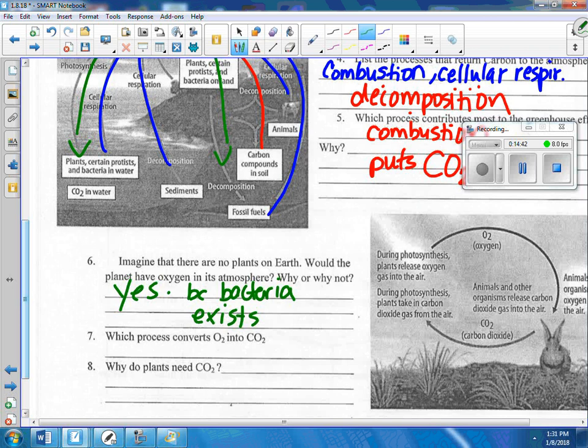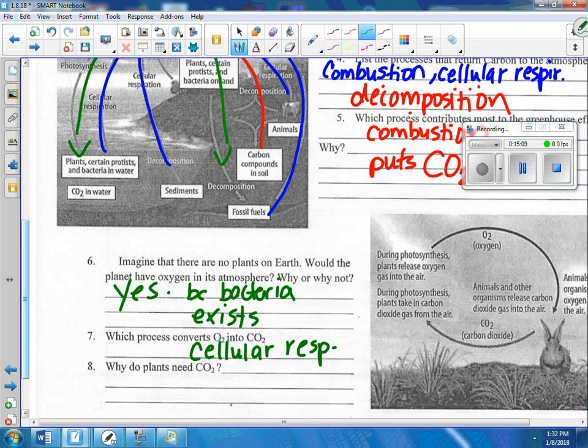Okay. Oxygen gets changed, Trevon, into CO2. How does that happen? Be careful. We make oxygen from what process? Oxygen. We make oxygen from photosynthesis. What do we use it for? Cellular respiration. Good. Cellular respiration is responsible for changing the oxygen to carbon dioxide.